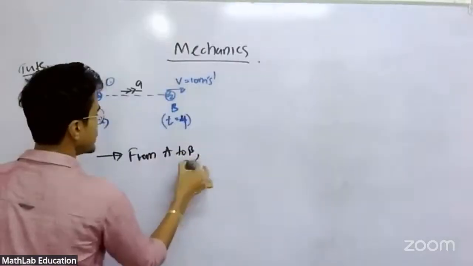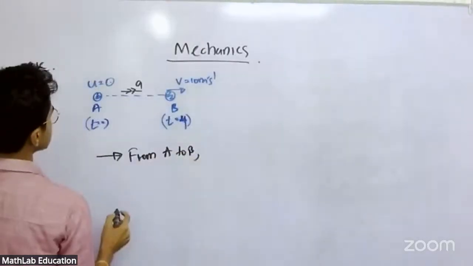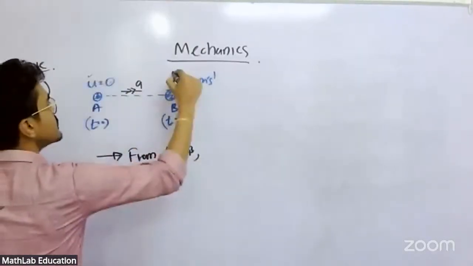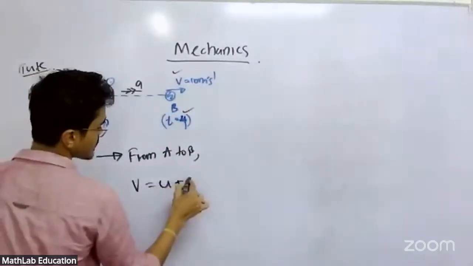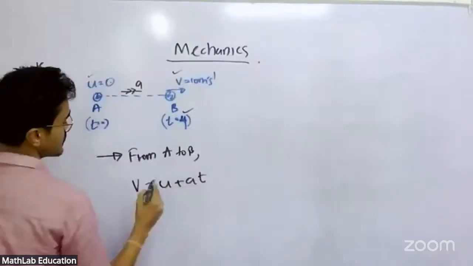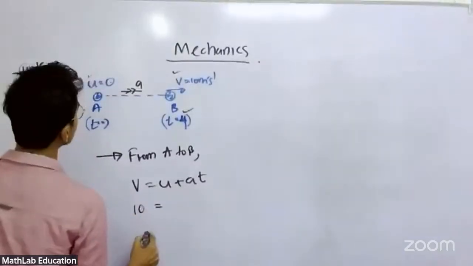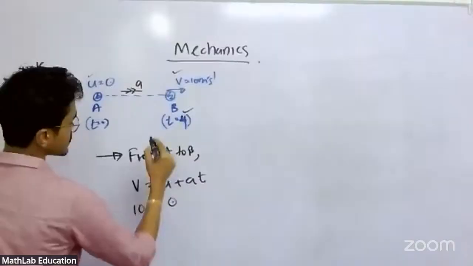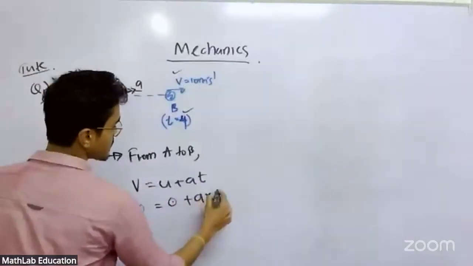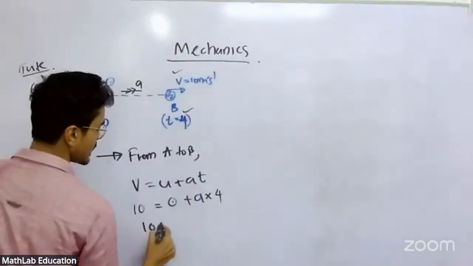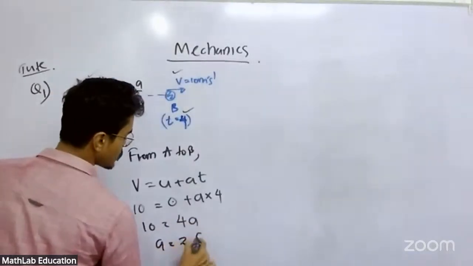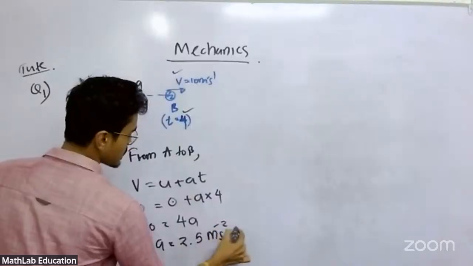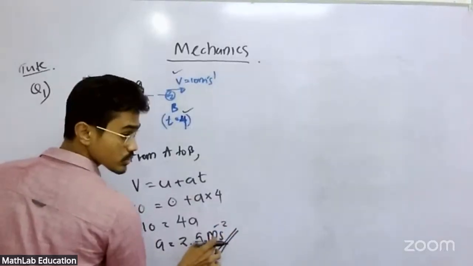Now write the equation from A to B. U is known, V is known, T is known. So we can use V equals U plus AT. V is 10, U is 0, plus A times T, which is 4. So 10 equals 4A. Simplify this: A equals 2.5 m/s².